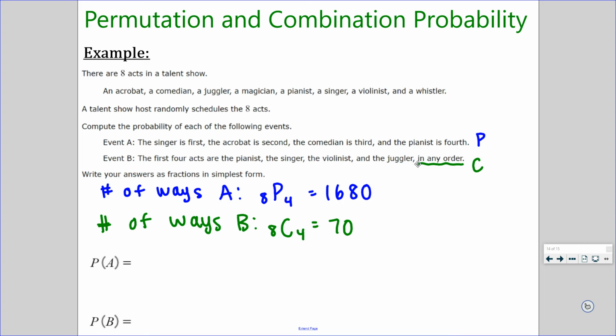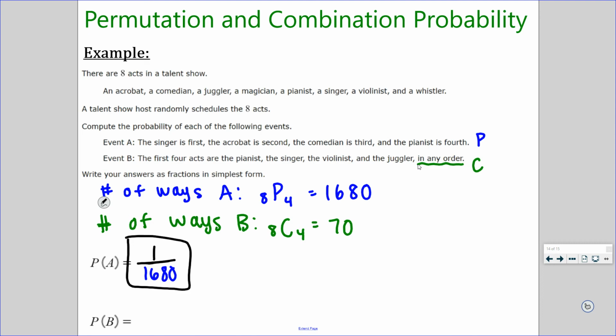So the number of ways that this specifically happens, that the singer's first, acrobat second, comedian's third, piano player's fourth, there's only one way that could happen. So if I'm calculating my probability, it's that one specific outcome out of 1,680 different ways. Write your answer as a fraction. Perfect. We can leave it like that.